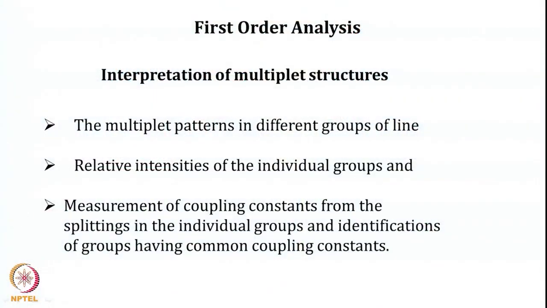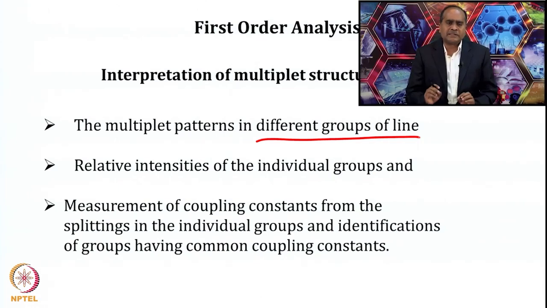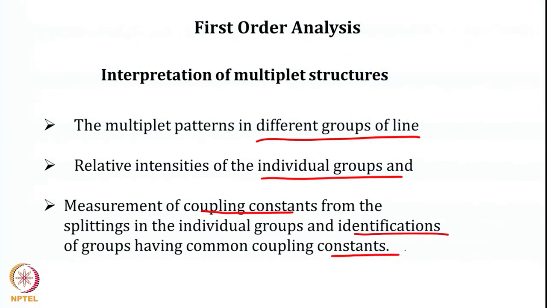So today we are going to continue with this, and we are going to discuss in detail the first order analysis of the spectrum and how we start interpreting the first order spectrum. So, the interpretation of multiplet structures we will discuss: multiplet patterns in different groups of lines, how we are going to interpret them, what is the origin of the relative intensity of these individual groups, and how we are going to measure the coupling constant between these lines. Also, the splitting of individual groups and the identification of groups having a common coupling constant, we will look at how to do that. All these points we will try to cover in today's lecture.